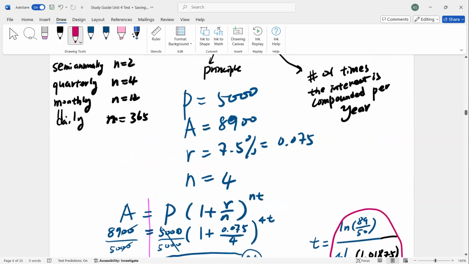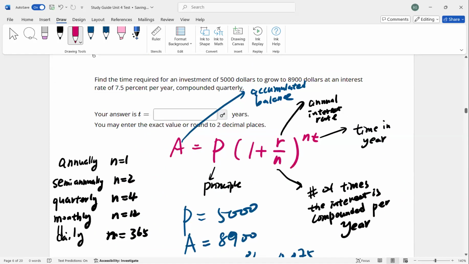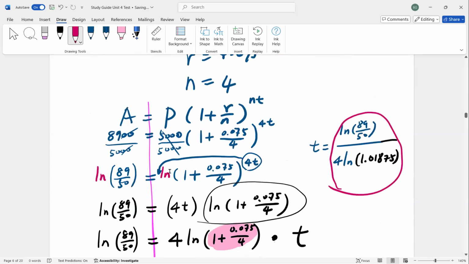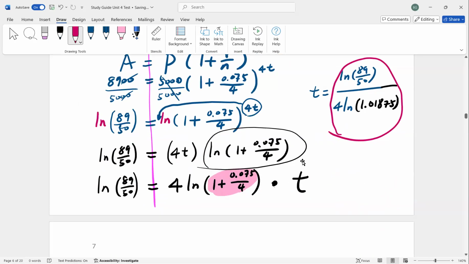Let's see the requirement: rounding or exact? Okay, round to 2 decimal places. Take a picture of the expression: numerator ln 89/50, denominator 4 times ln 1.01875. It's good because this is just a finite decimal, so we did not round, and we will not affect the final answer. Let me stop sharing the note and go to share our calculator.